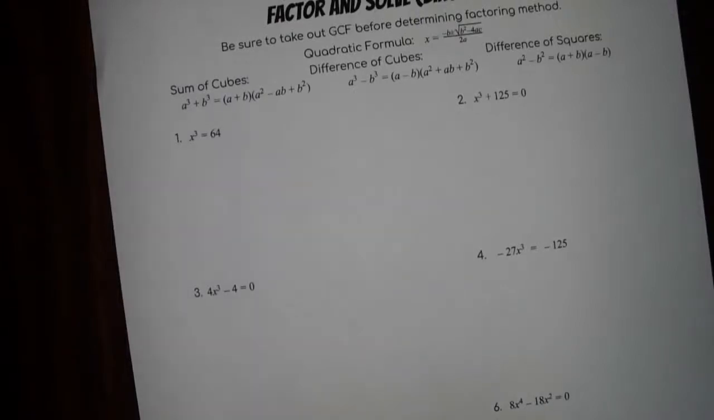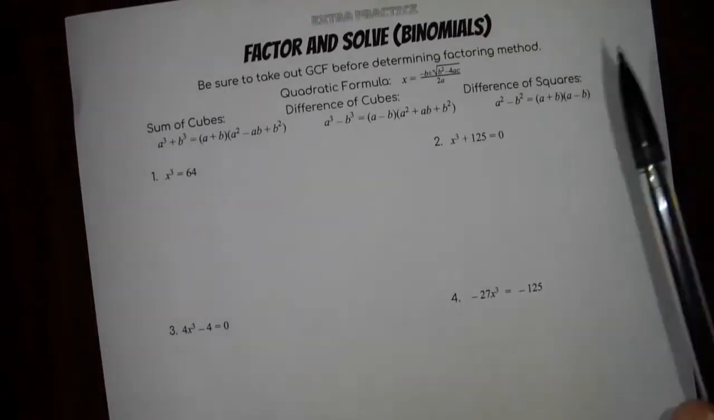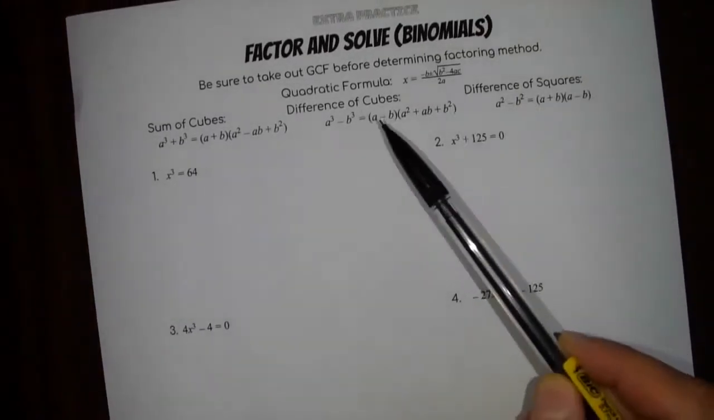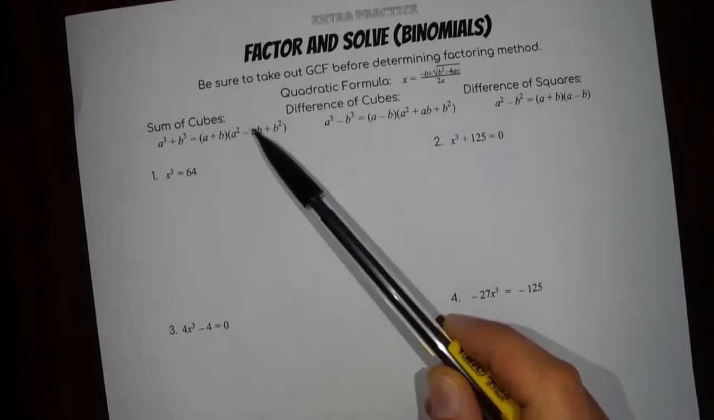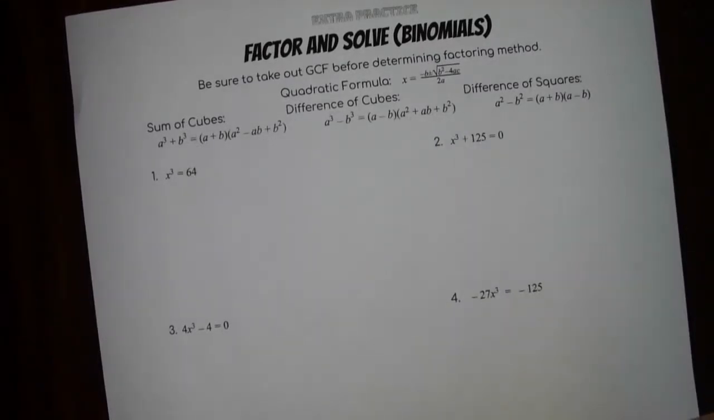Here's the extra practice for factor and solve binomials. With binomials, we can look to see if we can factor it using difference of squares, difference of cubes, or sum of cubes. And sometimes none of these will work, and we'll just have to solve using square roots.